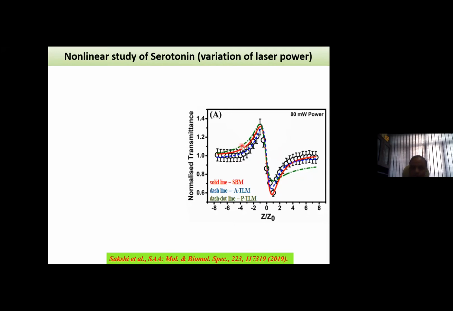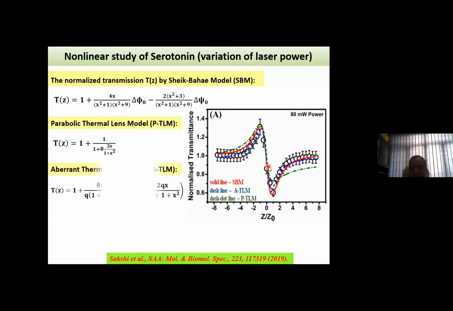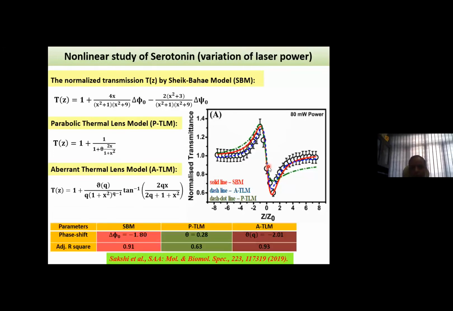And the theoretical models that I proposed, that I told you about, I am just showing a comparison here by analyzing the same profile in all three models. In the comparison you can see the adjusted R square values, showing the Sheik-Bahae model and the aberrant thermal lensing model giving a very good fit compared to the normal parabolic thermal lens model proposed by Kuppo. Because even under non-local interactions, in many cases you can use the Sheik-Bahae model for your data analysis for finding out the phase and all that.